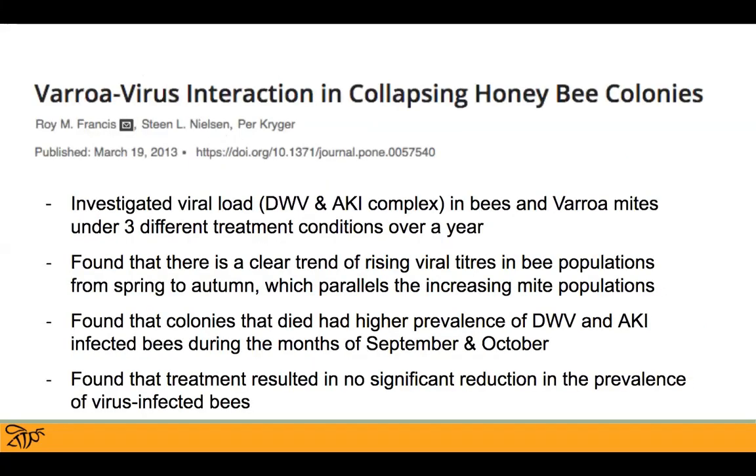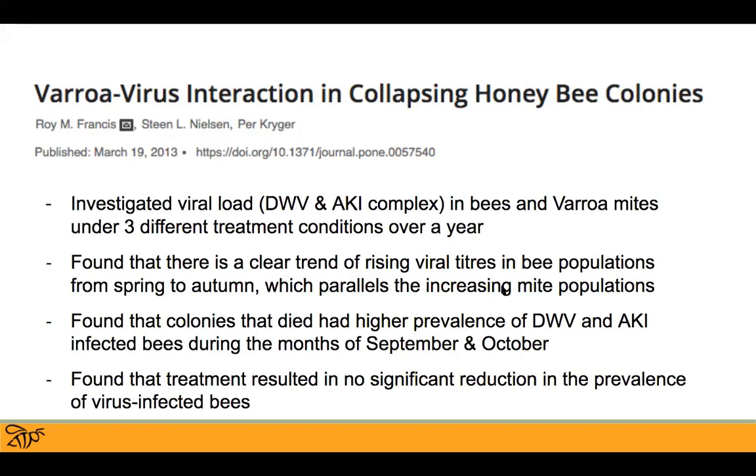Just to further illustrate this, I just wanted to briefly bring up this study by Francis et al. So they wanted to look at the viral loads that were in both bees and Varroa mites under 3 different treatment conditions over the course of a year. And specifically, the viruses that they were looking at are deformed wing virus and what is called the AKI complex.